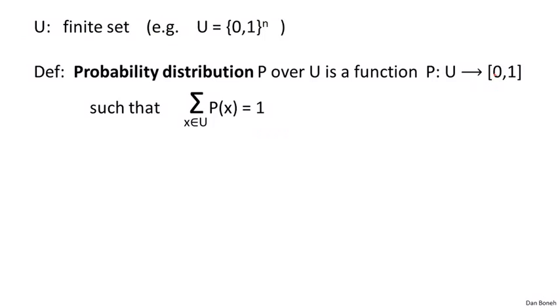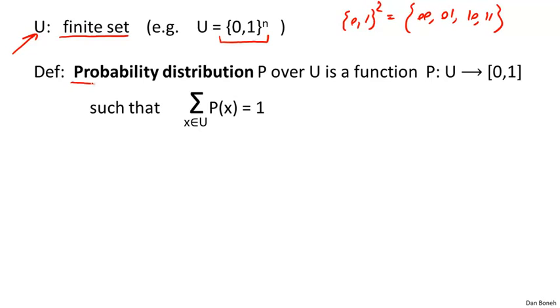Discrete probability is always defined over a universe, which I'll denote by U, and this universe in our case is always going to be a finite set. In fact, very commonly, our universe is going to be simply the set of all n-bit strings, which here is denoted by {0,1}^n. So for example, the set {0,1}^2 is the set of all 2-bit strings, which happens to be the strings 00, 01, 10, and 11. So there are 4 elements in this set, and more generally, in the set {0,1}^n, there are 2^n elements.